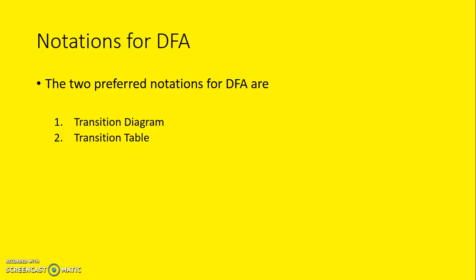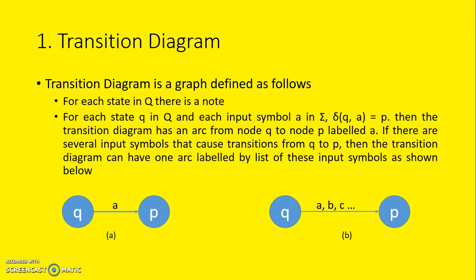Notations for DFA. The two preferred notations for DFA are the transition diagram and the transition table. The transition diagram is a graph defined as follows. For each state in Q, there is a node. For each state Q in capital Q and each input symbol A in sigma, if delta of Q comma A is equal to P, then the transition diagram has an arc from node Q to node P labeled A, as shown below. If there are several input symbols that cause transitions from Q to P, then the transition diagram has one arc labeled by a list of these input symbols.